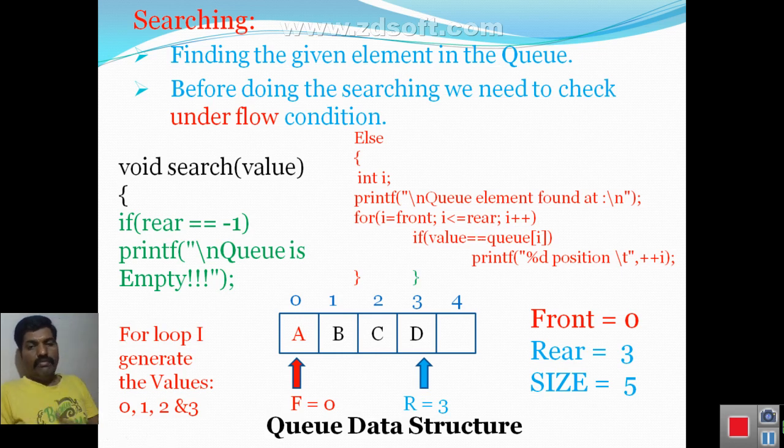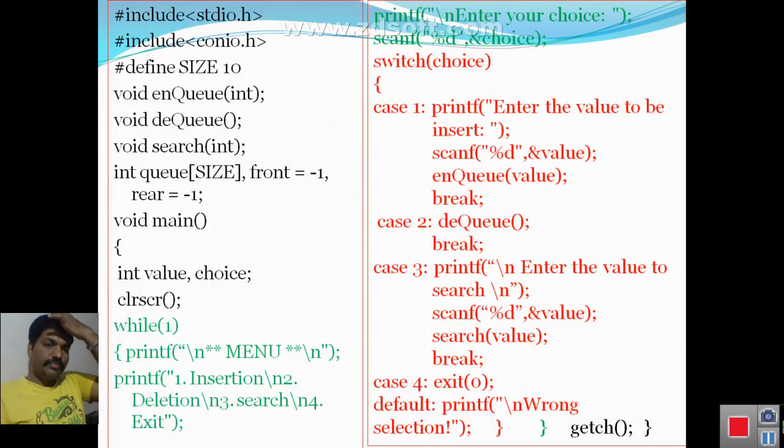True. Again we check the value of D equal to q[3]. q[3] means D. D equal to D, condition true. Then the if body: printf("%d position\t", ++i). It is a pre-increment, so before printing the information, i is incremented. That's why we say it is a pre-increment unary operator.